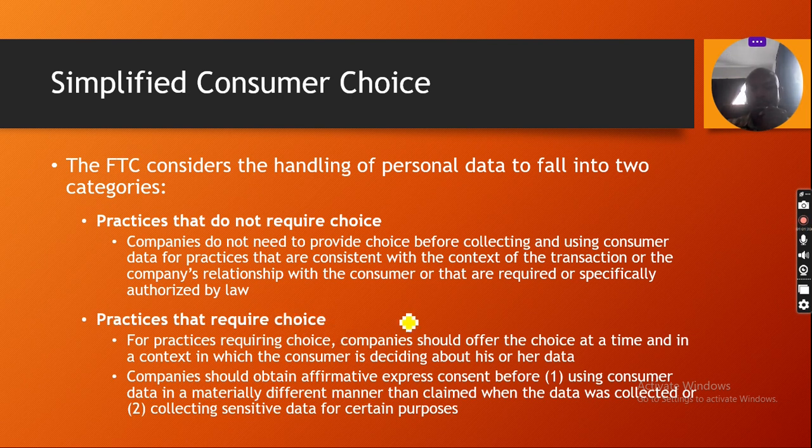Okay, then the second one is practices that require choice. For practices that require choice, companies should offer the choice at a time and in a context in which the consumer is deciding about his or her data that is provided to the company. The company should also obtain affirmative express consent before using the consumer's data in a materially different manner than claimed when the data was collected in the first place, or before collecting sensitive data for certain purposes. So if you are going to use the data for any other purpose, you should get a consent form from the owners of the data you collected in the first place.